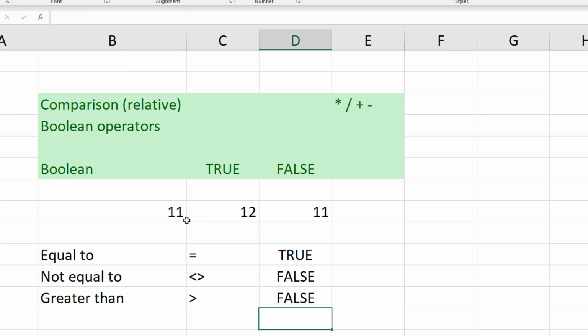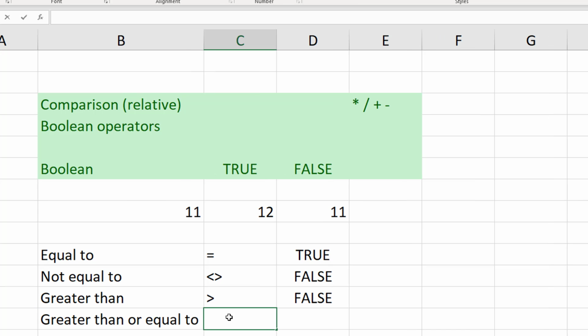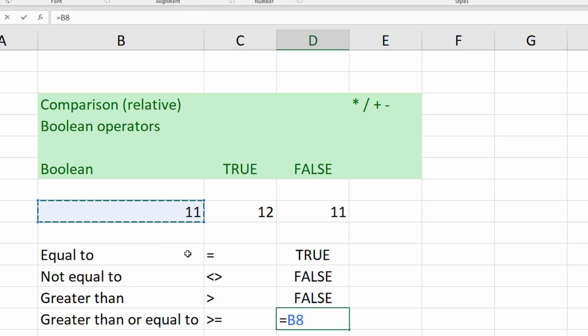to be false because B8 is not greater than D8, or was it the other way around? No, B8 is not greater than D8 because they're the same number. And so if we want to include if they're equal to, we do greater than, and we do this by following the greater than sign with an equal sign. So it reads as greater than or equal to. And this will work properly this time if we want this condition to be true. If I do greater than or equal to, and then D8, press enter, this will now be true.